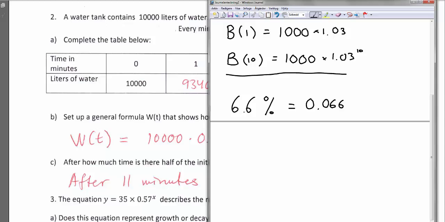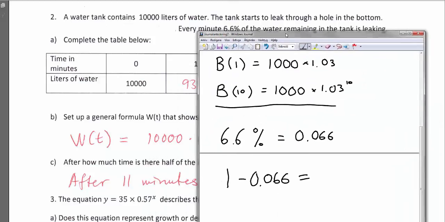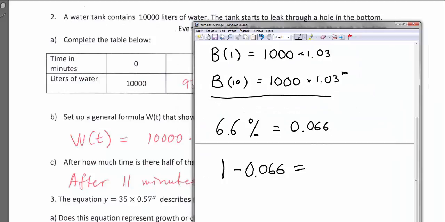Now, since this is decreasing, it's not growth, it's decay. Decreasing, it's 1, which is 100%, what we start with, and then minus 6.6%. Okay, so minus 0.066. So our factor is going to be 0.934. Okay, 0.934.